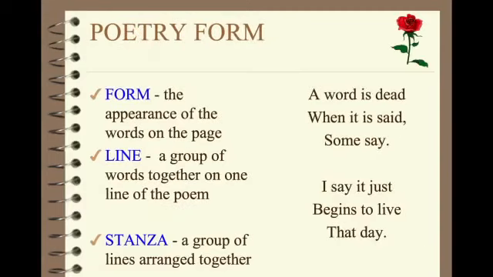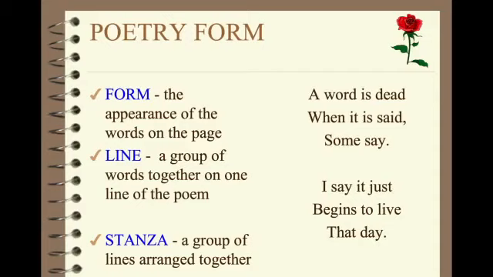Now, when we look at a format of poetry, we're looking at the appearance of the words on the page. When you look at the words on the page, they are broken down into two groups. One of them would be the actual lines, the group of words together on one line of the poem. Now, if you have a group of lines arranged together, almost as in what we would usually call a paragraph in writing, we call that in poetry a stanza. A stanza is a group of lines arranged together.